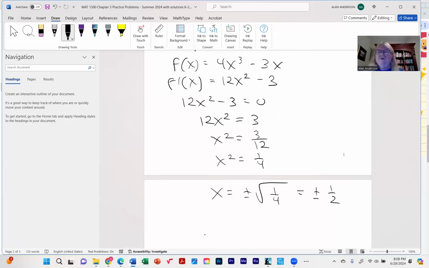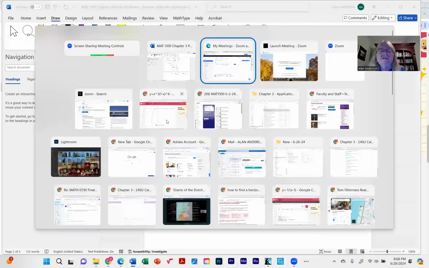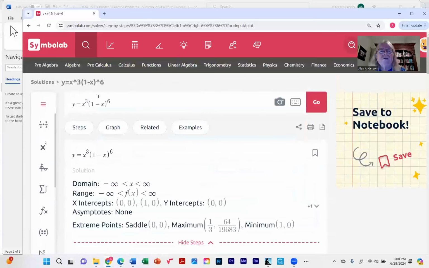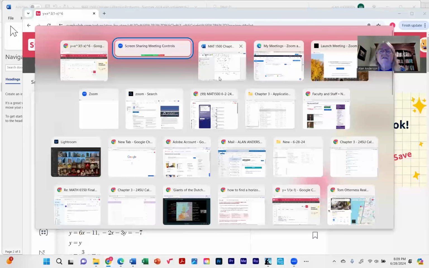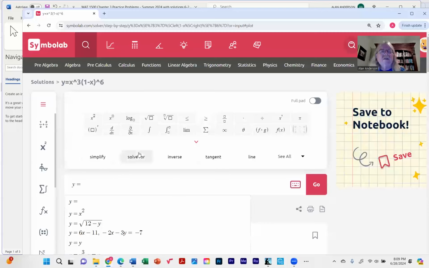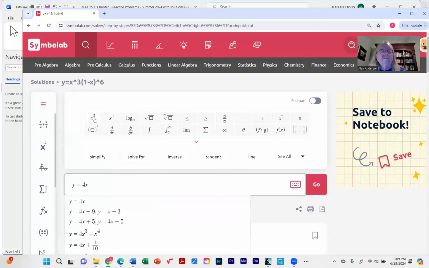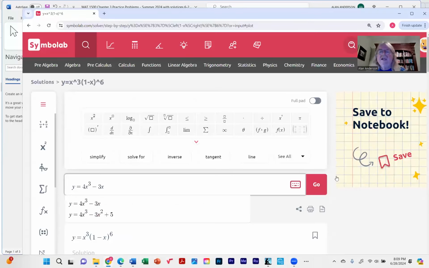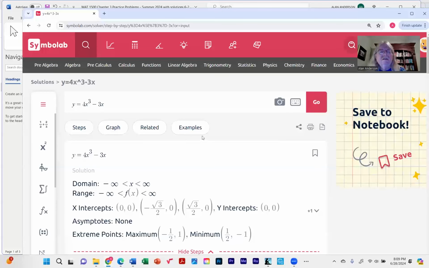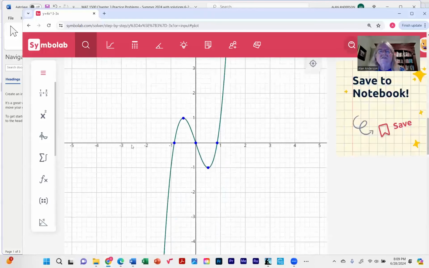And while we're at it, why don't we go ahead and go into Symbolab and take a look at what this graph looks like so we can see where they would be located. The function is 4x cubed minus 3x, and it is a cubic function. And this is what it looks like. So you can see here, this is one of the two critical points, -1/2. This is the other one, +1/2.